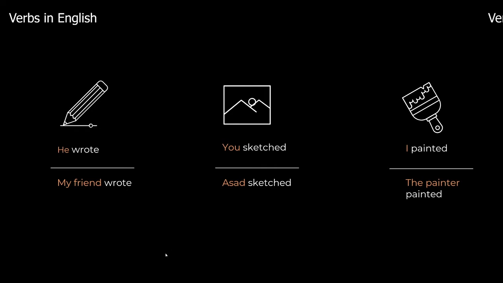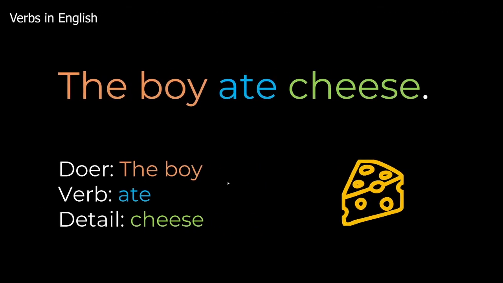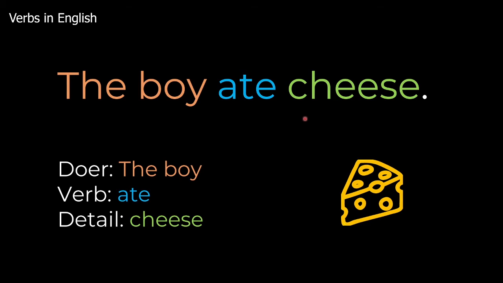But for example, the boy ate. This isn't a complete sentence, right? Here we only have two parts: the verb, which is ate, and the doer, which is the boy. But you want to know what did he eat. The detail is missing, which is needed to complete the sentence. So the boy ate cheese is a complete verbal sentence. When a verb has a doer and the detail, it can create a complete verbal sentence. So here the doer is the boy, the verb is ate, and the detail is cheese.